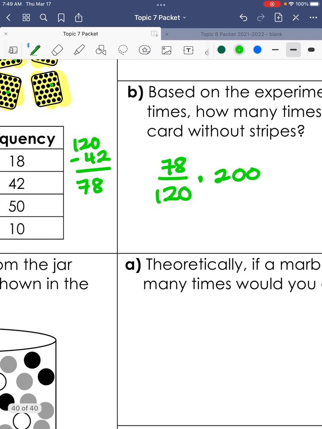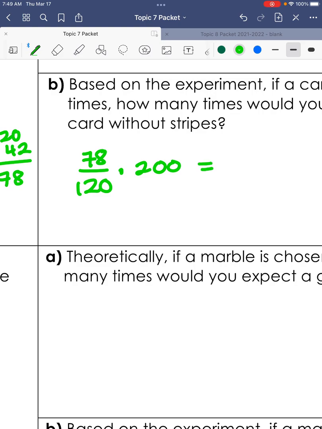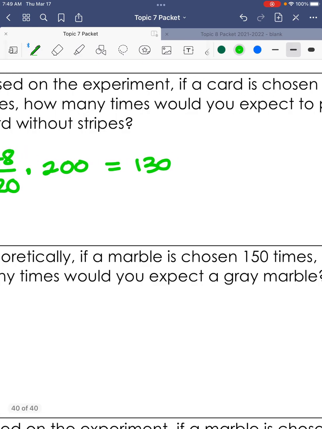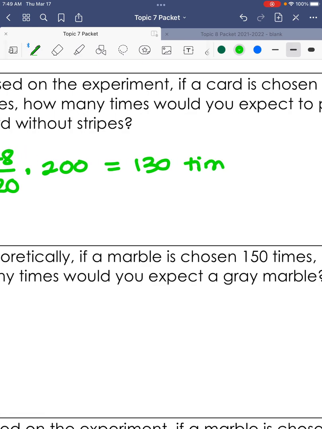Okay? So in my calculator, what I'm going to type is 78 divided by 120 times 200. And I'm going to see what I get. So 78 divided by 120 times 200. And I get 130. I get an even number, 130. So that's my answer, 130 times.